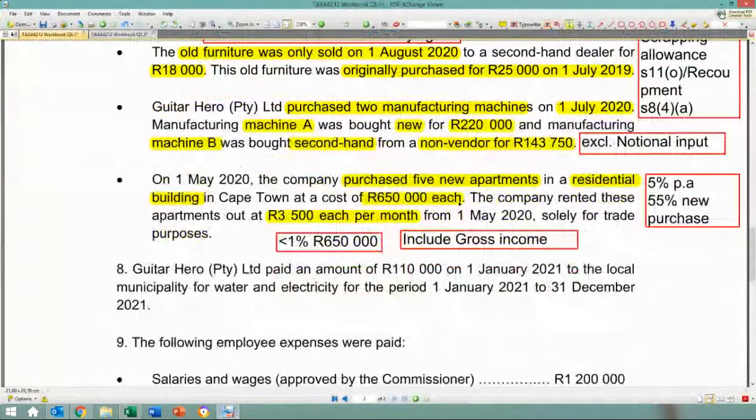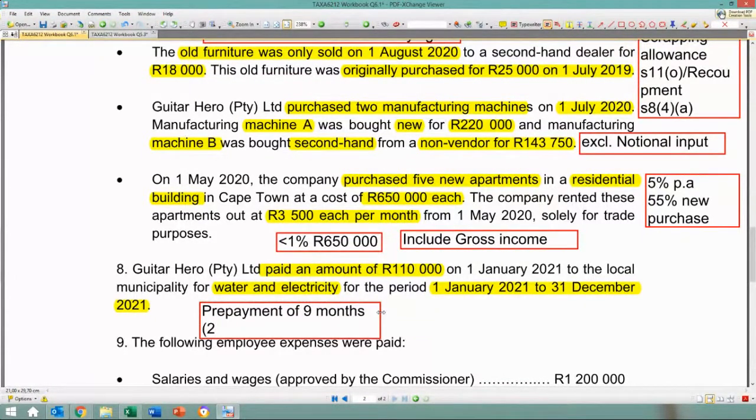Then we said we paid an amount of 110,000 for water and electricity, but here you see the period is from 1 March to 31st of December. Now, because our year end is 31st of March, we have a prepayment of 9 months.